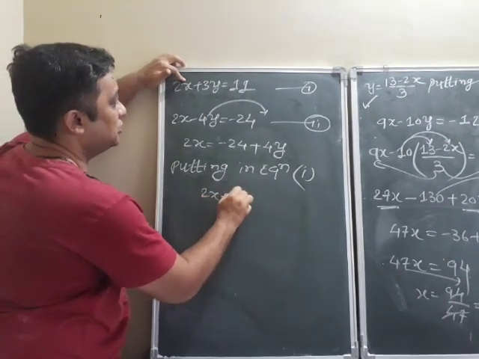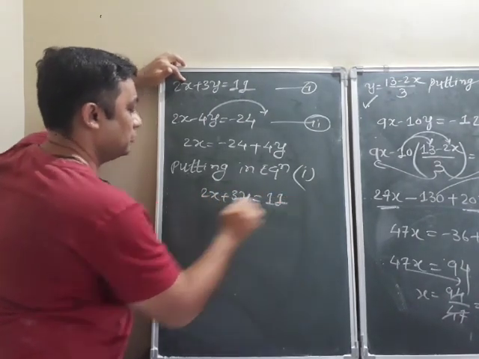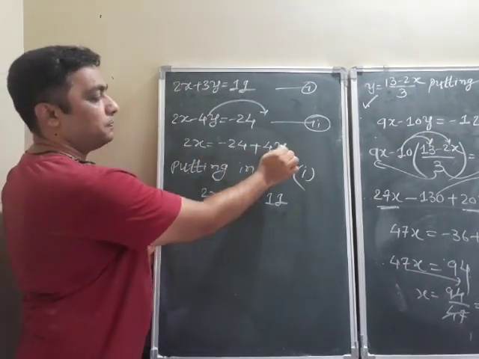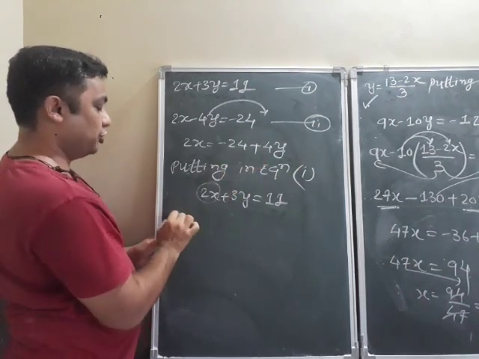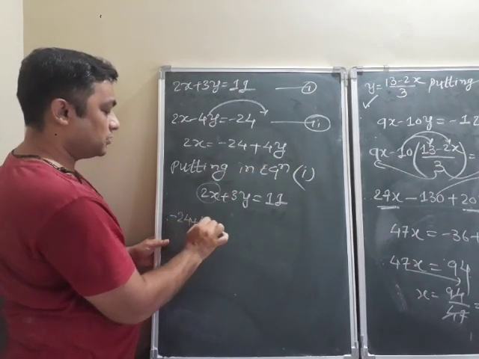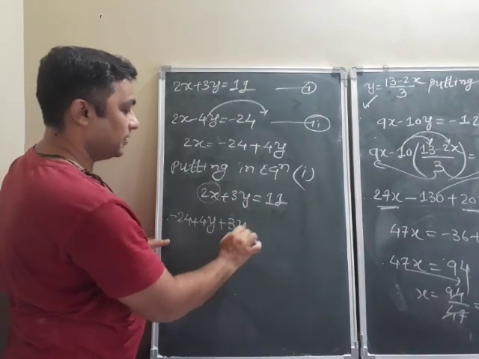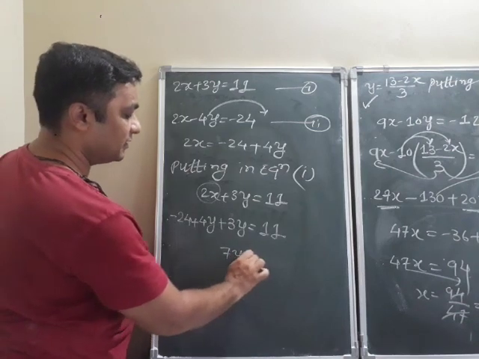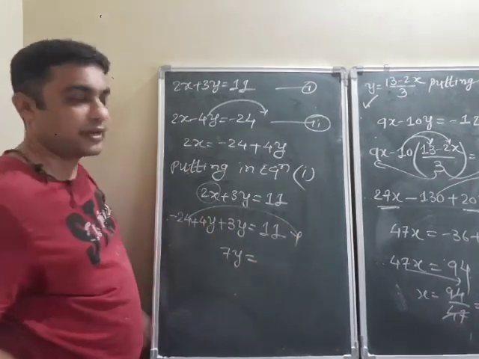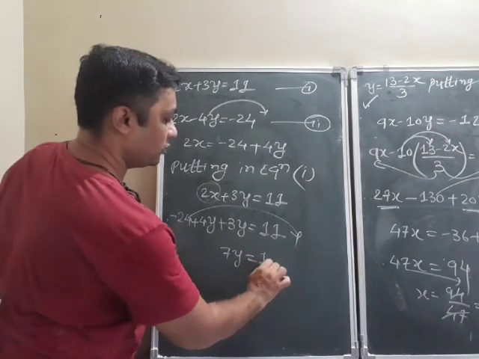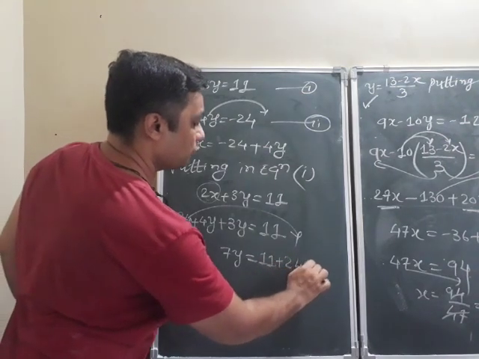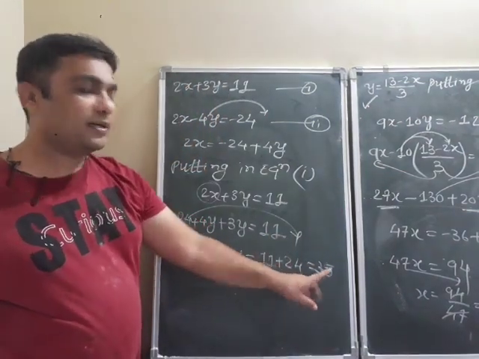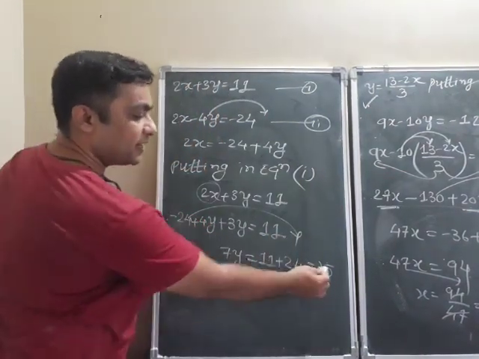चलिए तैयार. So see, equation number 1 में substitute करो. Equation 1 is 2x plus 3y is equal to 11. So 2x is ready. What is the value for 2x? See, minus 24 plus 4y. So for this 2x I am substituting minus 24 plus 4y, plus 3y is equal to 11. Now 4y plus 3y, so that is 7y is equal to 11 plus 24, so 24 plus 11 becomes 35.